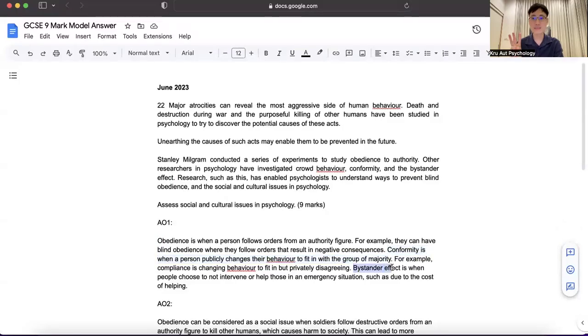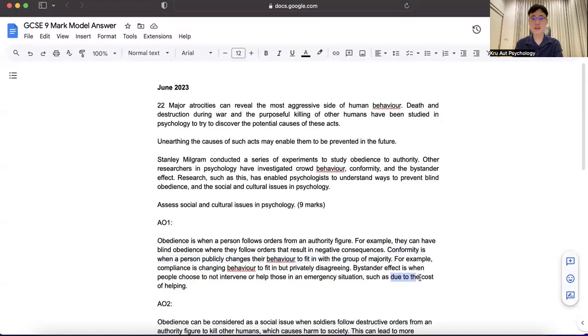The 3rd mark is bystander effect, which is this. And then I say bystander effect is when people choose to not intervene or help those in an emergency situation, which seems good, it's enough. But then, are there any details we can add about bystander effect? There's nothing apart from the factors that cause it, right? Because we didn't learn any examples of bystander effect. I mean, there are none.